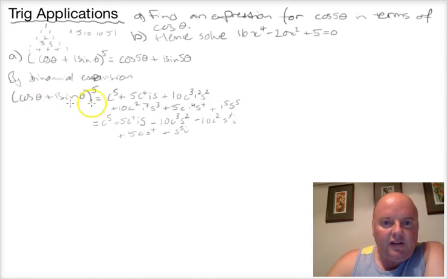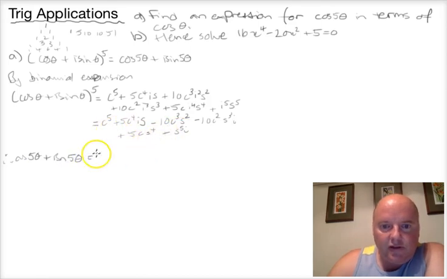So what that means is this expression here must be equal to that expression there. Therefore, cos 5 theta plus i sine 5 theta must equal all this line here. So cos to the power of 5 plus 5 cos to the power of 4 sine i. It doesn't matter if you put the i in front or behind. Minus 10 cos cubed sine squared, minus 10 cos squared sine cubed i, plus 5 cos sine to the power of 4, and a plus sine to the power of 5 i.